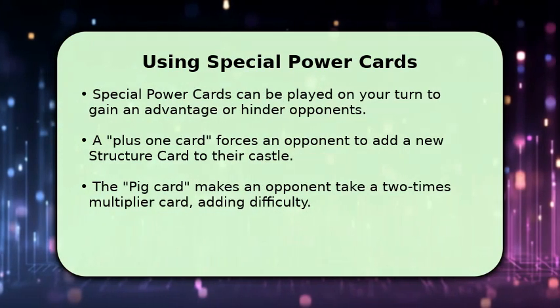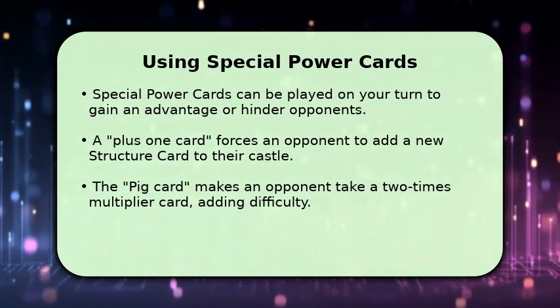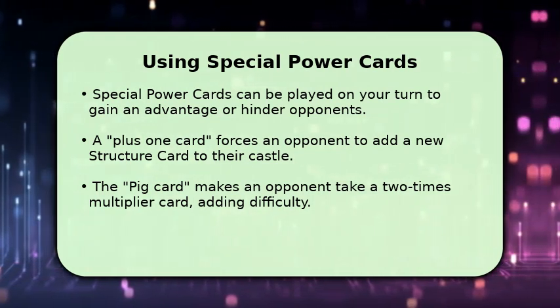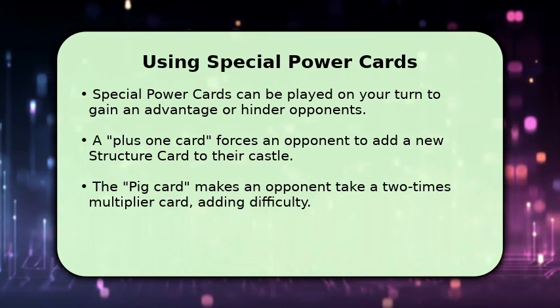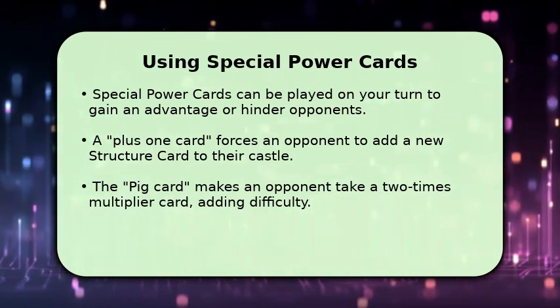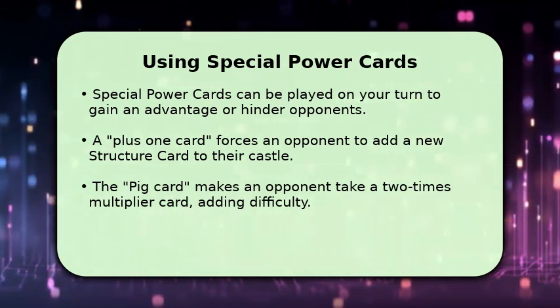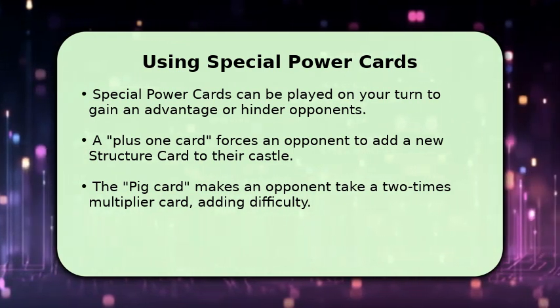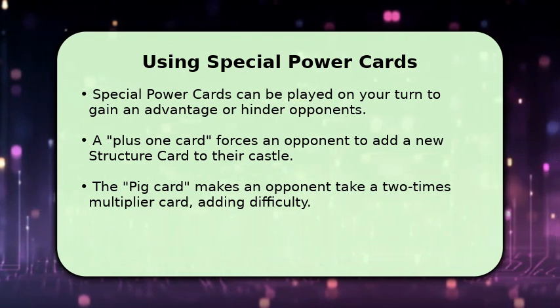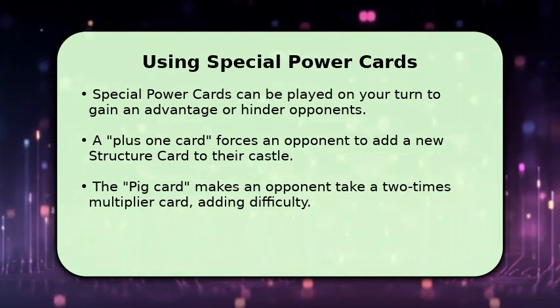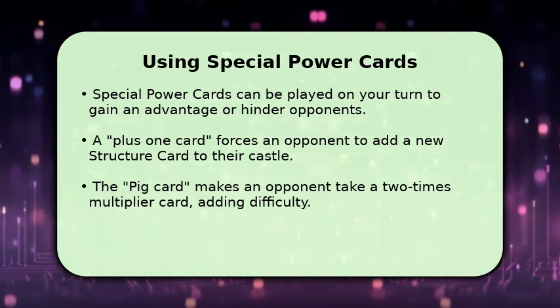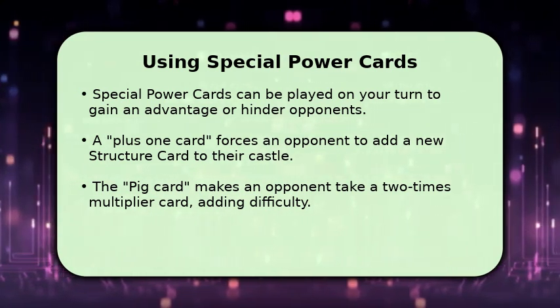Special power cards add an exciting strategic layer to the game. You can play these cards on your turn to either boost your own progress or cleverly disrupt your opponents. For example, a +1 card forces another player to add an extra structure card to their castle, making their goal harder. The pig card can give an opponent a 2x multiplier card, increasing their challenge. And a reroll card lets you or an opponent try their luck with the dice again.